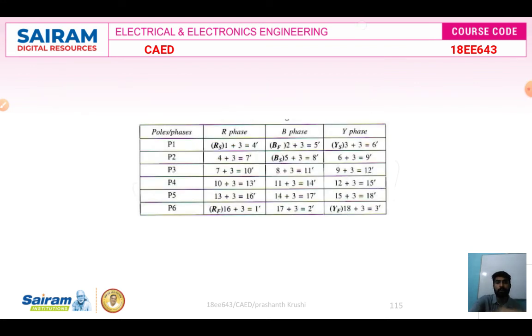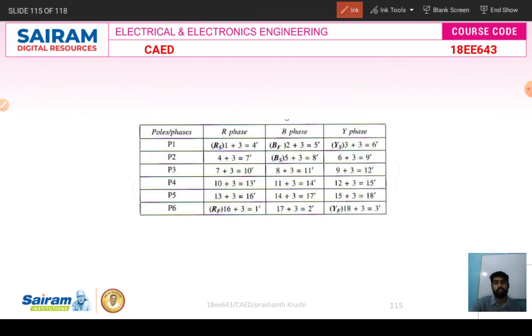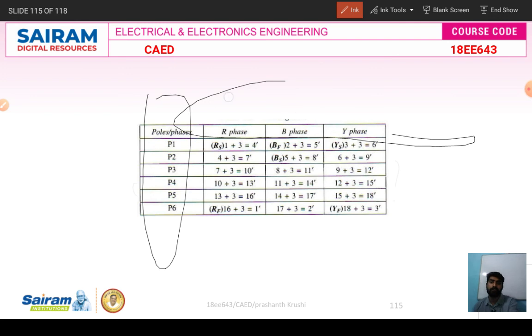Okay, this is a winding table for drawing the diagram in AutoCAD. So here the number of poles we have to mention. Here R phase, Y phase, B phase. RS is equal to 1 plus 3, is starting, okay, 4 dash. BS is equal to 2 plus 3, 5 dash, and YS is equal to 3 plus 3, 6 dash. So RS, YS, BS, and RF, YF, BF. Okay, 4 plus 3 is 7 dash, 5 plus 3 is 8 dash, 6 plus 3 is 9 dash, 7 plus 3 is 10 dash.